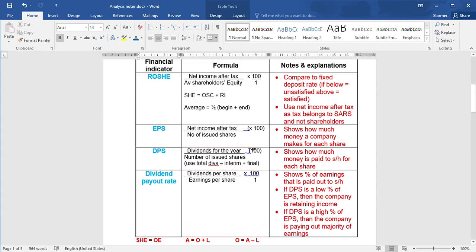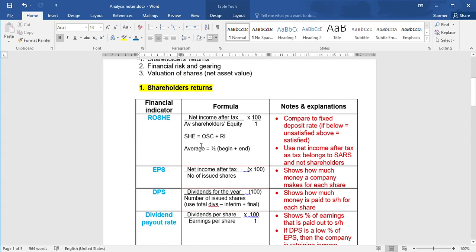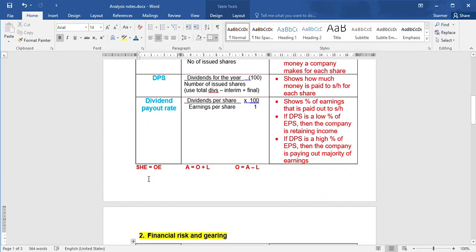Now, I just want to go back up to here a minute. Remember, shareholders' equity is share capital plus retained income. So if the company is retaining income, it means shareholders' equity is going to be increasing. If you look at this, shareholders' equity is just another name for owner's equity. And if you look at your accounting equation, assets equals owner's equity plus liabilities, we can reorder that and get owner's equity equals assets minus liabilities. So if the company is retaining income here, it means owner's equity is going to increase.